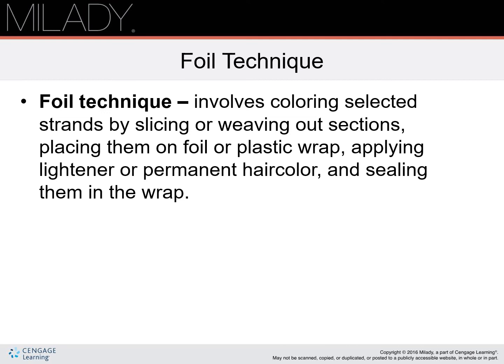The foil technique involves coloring selective strands of the hair by either slicing or weaving, placing them on foil or plastic wrap, applying lightener or permanent hair color, and then sealing them in the foil or plastic wrap for processing. Remember, just because you see foils does not mean that is a highlight. It could be a low light. It could be two dark colors. It could be a red and a brown. It does not necessarily mean that it's highlights.